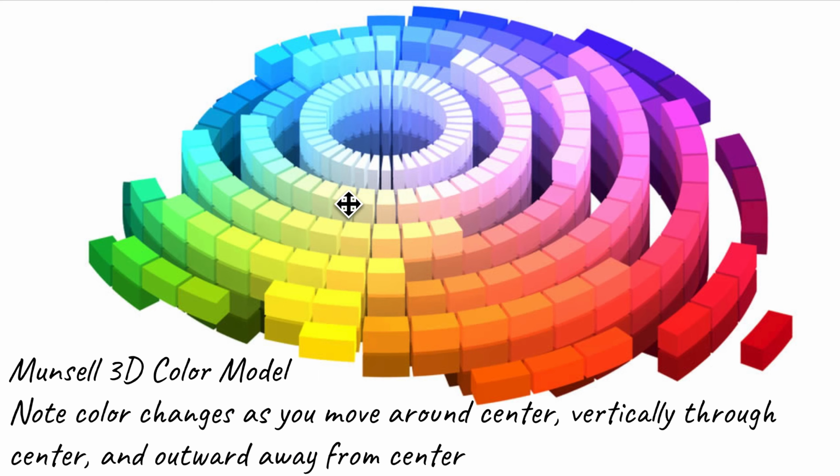So notice as you go around the circle how the color changes, and notice how the color changes as you go vertically down the side, and how the color changes outwardly as you go away from the center. So around the circle, down through the middle, and out towards the edge. All right?